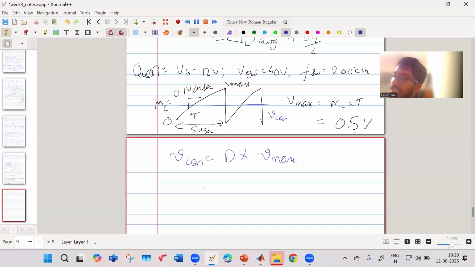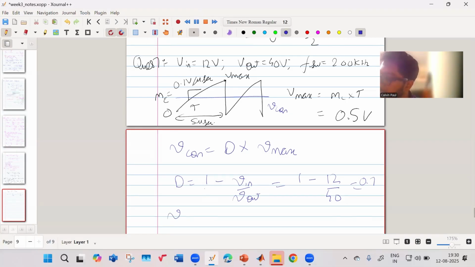Right? So as this is a boost converter, what is the D given by? D is equal to 1 minus Vin upon Vout. So that is 1 minus 12 upon 40. So what is this value? 0.7. Okay. 0.7. So then what will be your Vcon then? 0.35. 0.35 volt. Okay. Yeah. So this is the way.